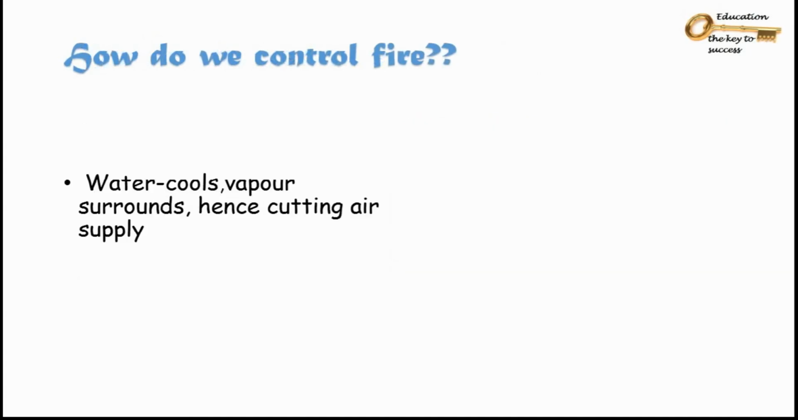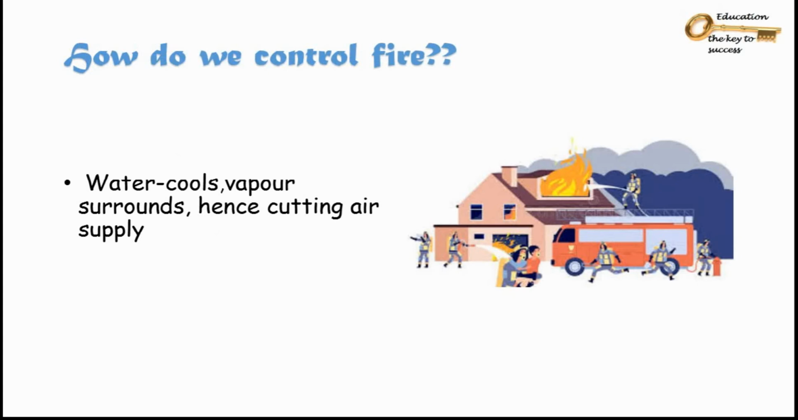How do we control fire? Water essentially cools, and there's vapor that surrounds the fire which helps cut the oxygen supply, and that helps douse the fire.